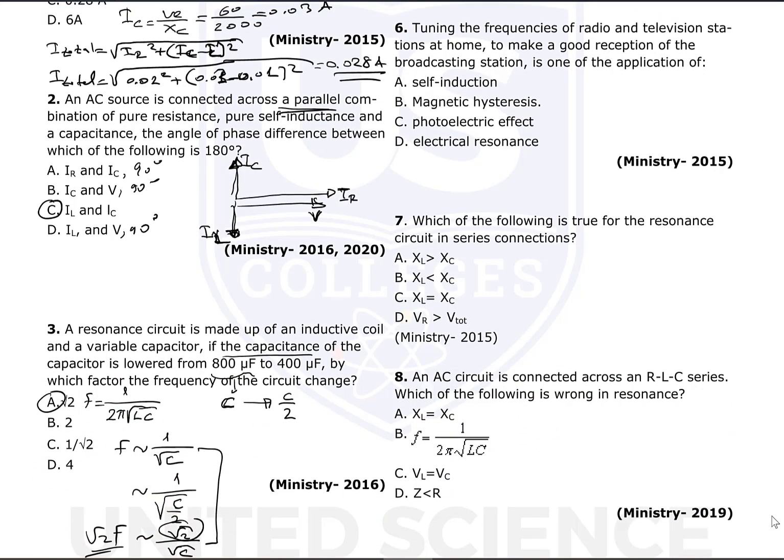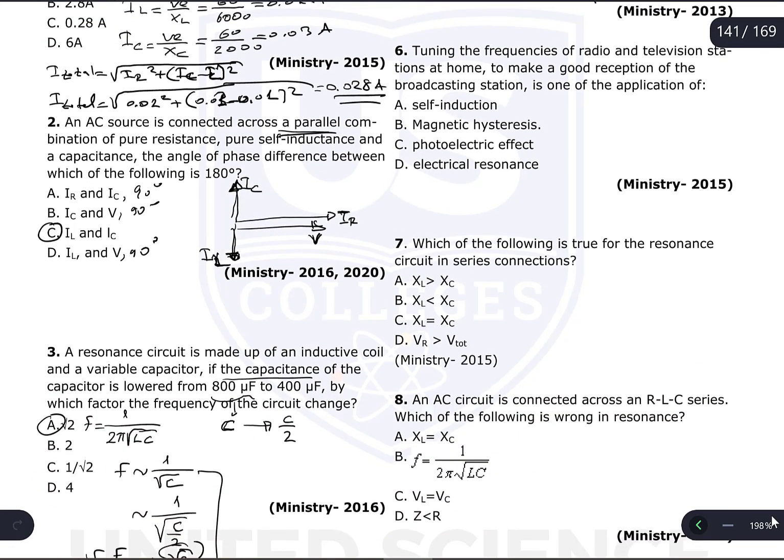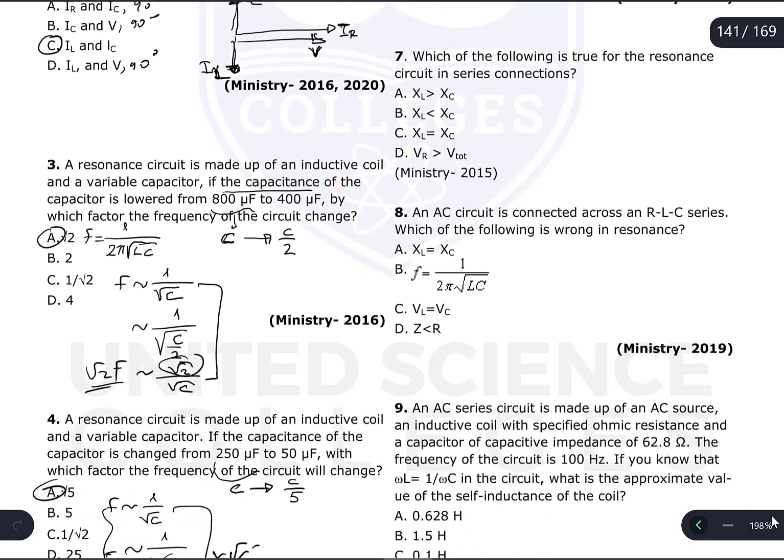And question number 6. Tuning the frequency of radio and television station at home to make a good reception of the broadcasting station is one of the applications of resonance, because if you are able to tune or pick up a signal from a radio station, the frequency of your radio's oscillating circuit, LC circuit, and the frequency of the radio station must be equal. When two systems are equal in frequency, those systems are said to be in resonance. So in this case, your radio and the radio station are in electrical resonance, so then you will start listening to radio.